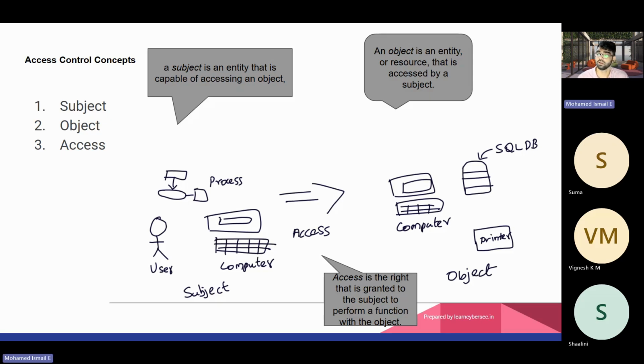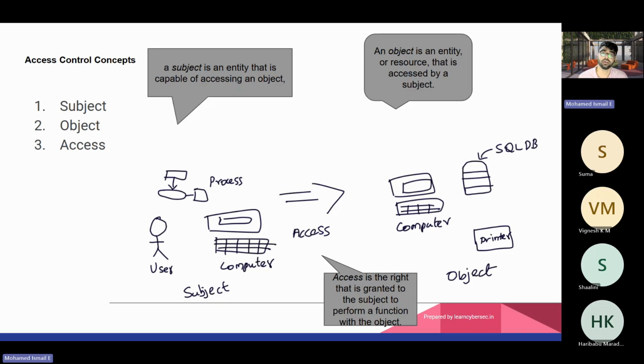Okay, so now subject and object are clear. Access is the right that is granted to the subject to perform a function with the object. To grant access, you may use access control policies. For example, user A has access to the database. You put in an access control policy: user A is the source, the destination is the database. That is an access control policy.